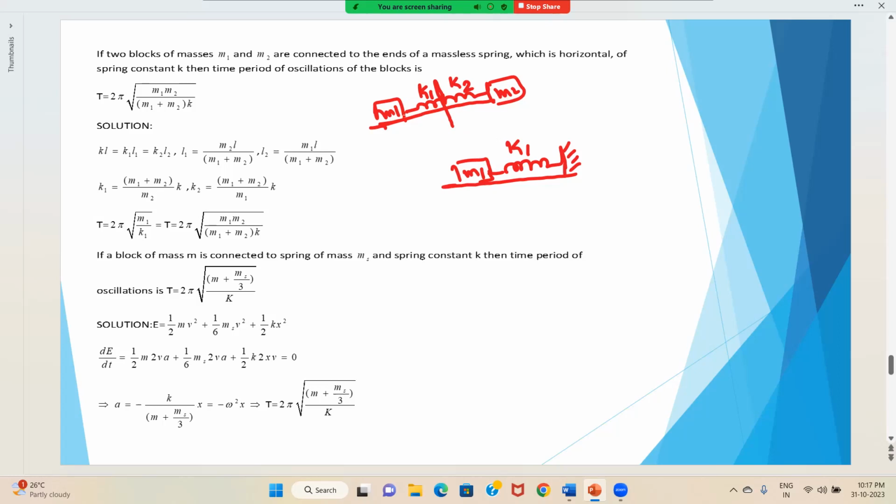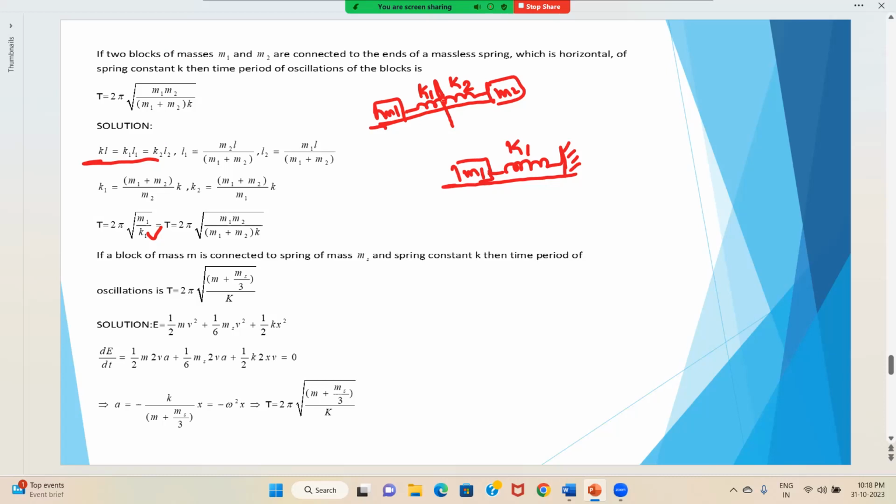Now these two blocks have the same time period. Let us focus now on the block of mass M1 and its spring constant K1. Once we get the value of K1, the time period will be 2 pi root M1 by K1. So we have to find the value of K1 here. For that we use the condition K into L equal to constant. This point we have discussed earlier, right? Spring constant into length of the spring is a constant.